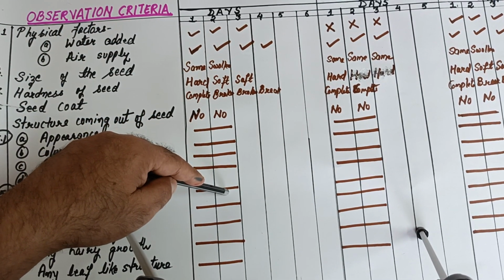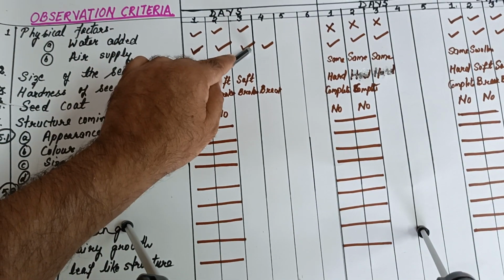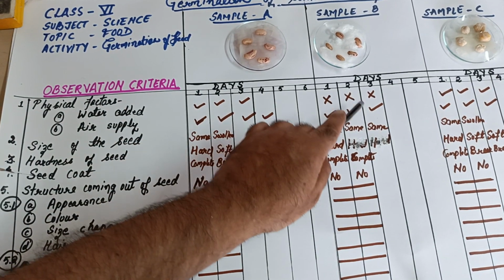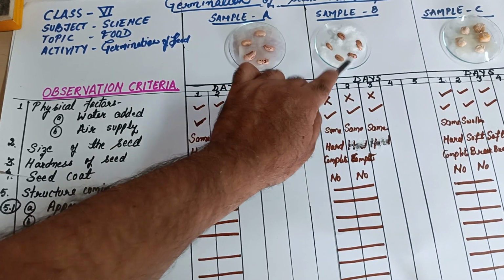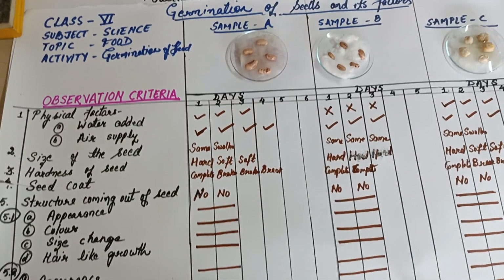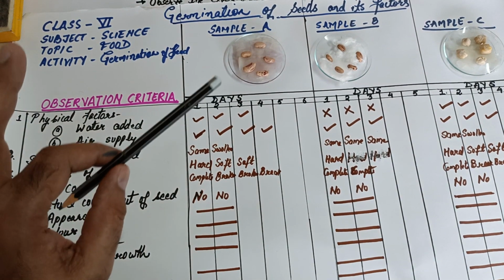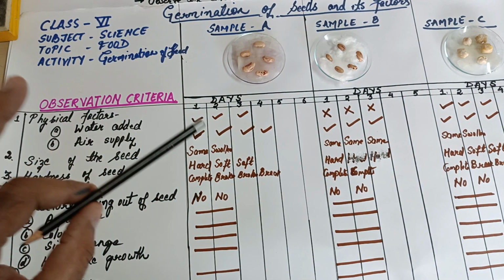Today being the third day, we have again watered sample A. We have watered sample A, but again we have not watered sample B. It is still dry. Okay. So our focus is water, availability of water. Does it have any effect on the germination?